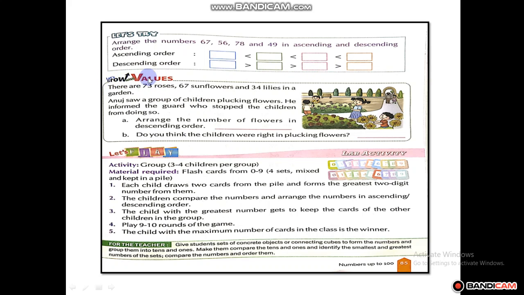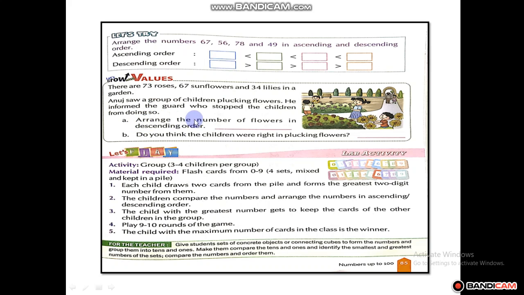Let's grow with values. Again, what you have learned, what you are going to learn with this, that you have to understand and then tell. There are 73 roses, 67 sunflowers and 34 lilies in a garden. Anuj saw a group of children plucking flowers. They were plucking the flowers. He informed the guard, who stopped the children from doing so. The guard stopped them when they were doing this.